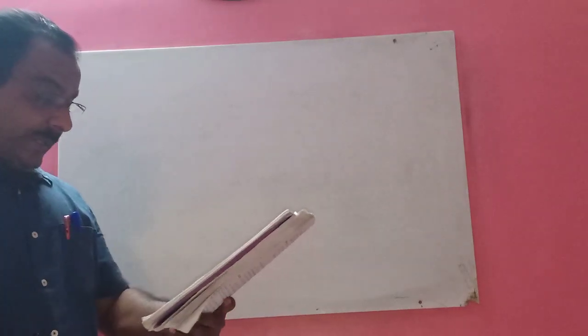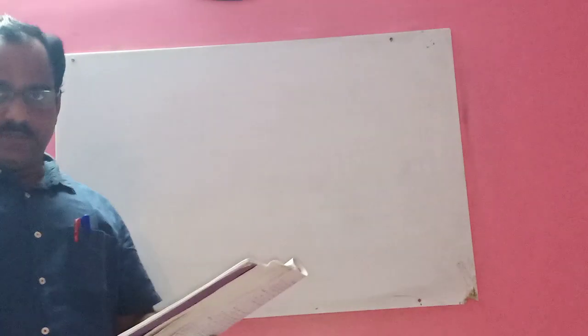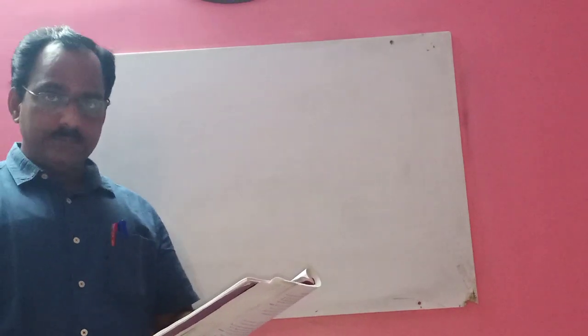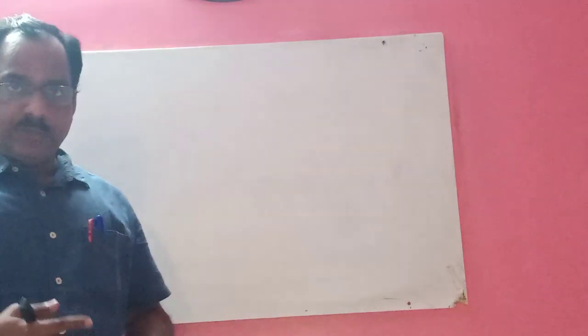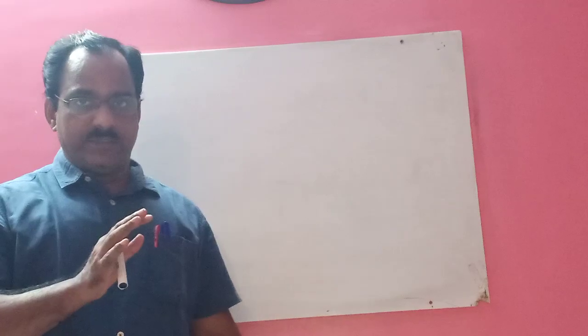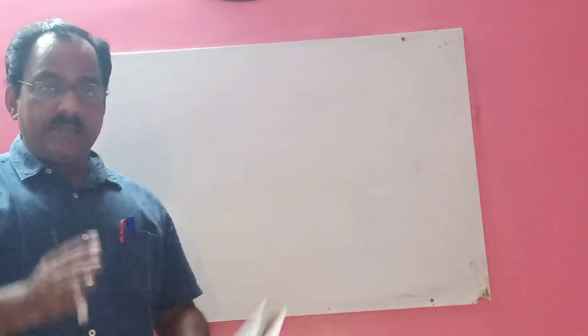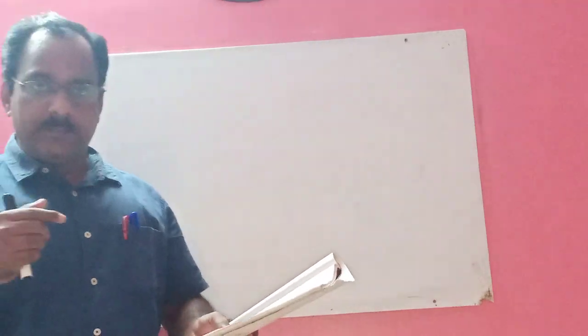So children, now I will begin with the GST in trading chain, the next part of this chapter. See, the products are manufactured in the company. That company, that industry, is called a manufacturer. And then from the manufacturer, it goes to the wholesaler department, or you can say distributor.